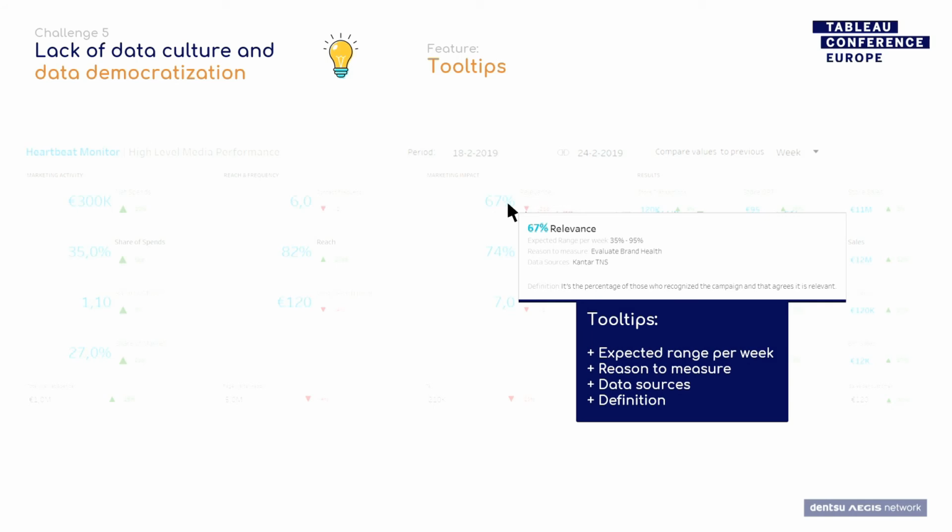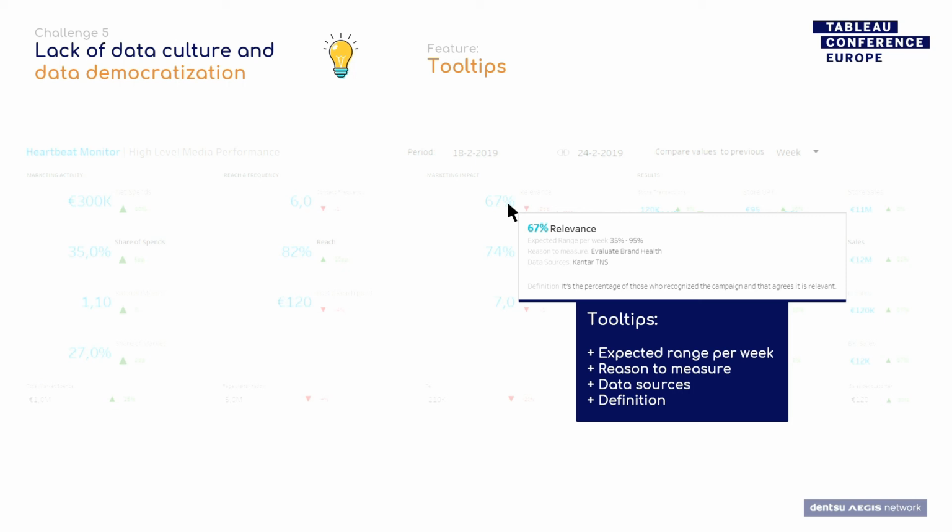Even if you're from the same department that already works with this KPI, you have the expected range in your head. But if you're from a different department that is looking at this dashboard, then it's good to have something to compare and to know if this is according to what it should be. Also, we put there the reason to measure, so sometimes it's to evaluate the brand health or to understand effectiveness or to understand how well we are executing the media plan.